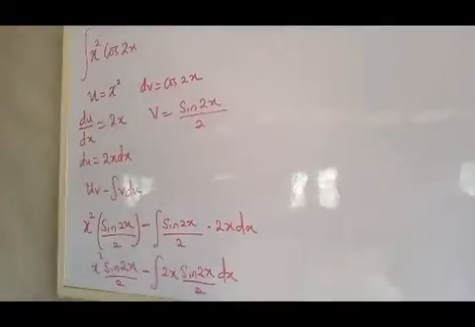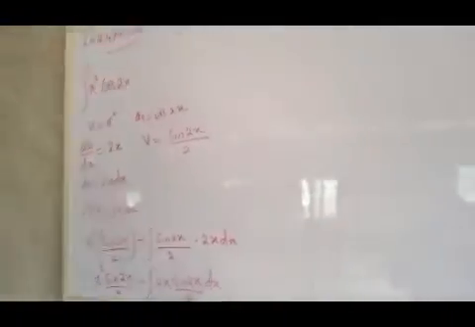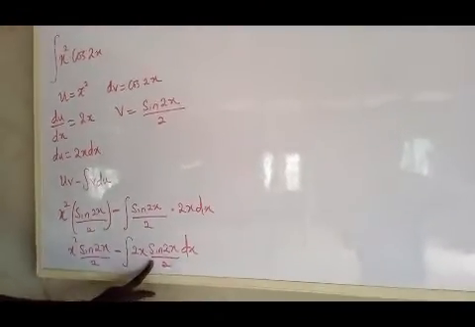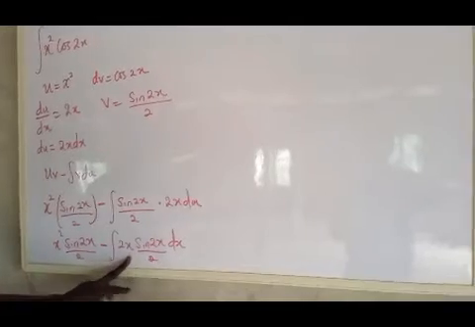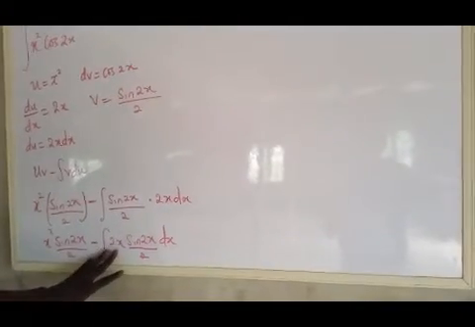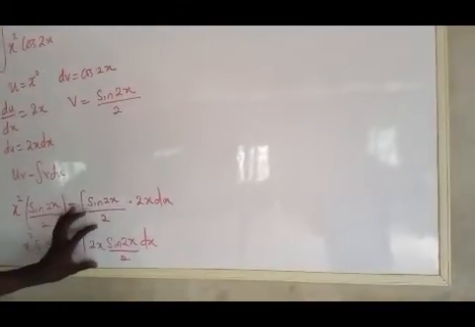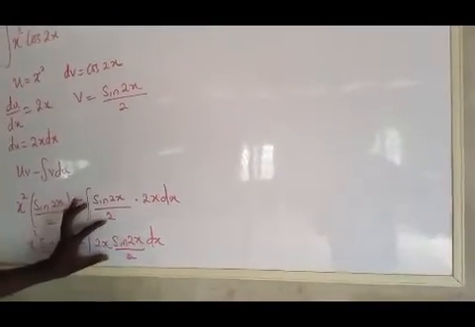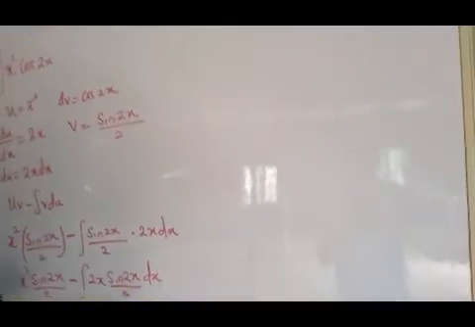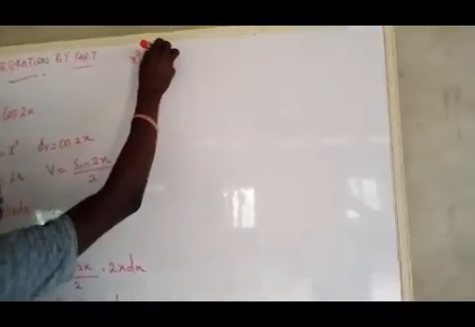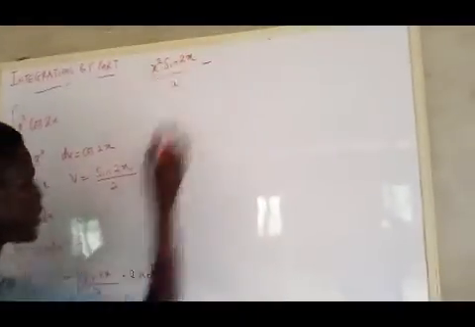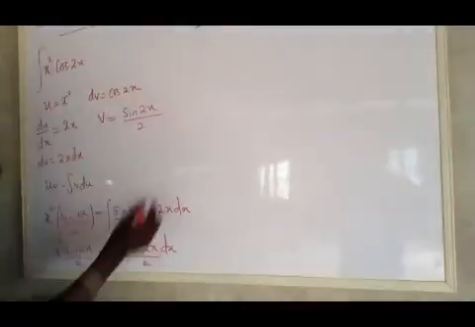So you can see I've been able to rearrange this. Now if you look at this, you will see that you still can't integrate anything directly from here. So because of that, I will have to use integration by parts for this side again. So I have x squared sine 2x over 2 minus, now I want to work on this part.